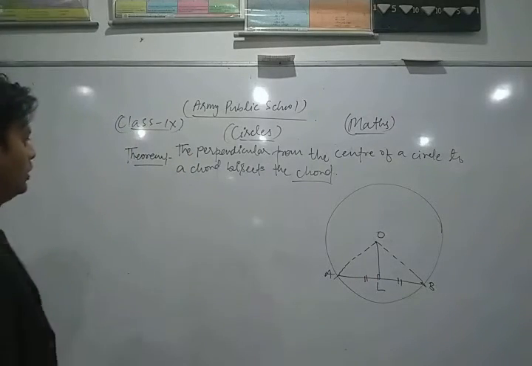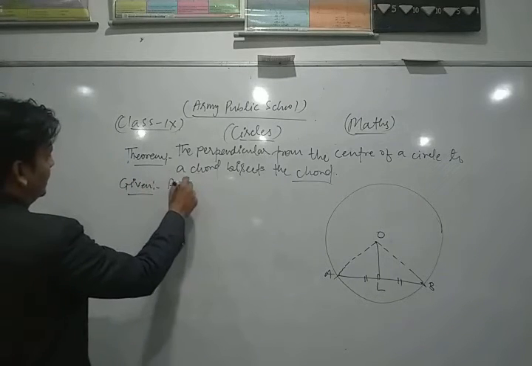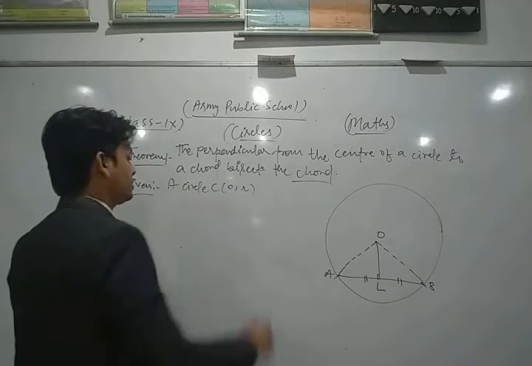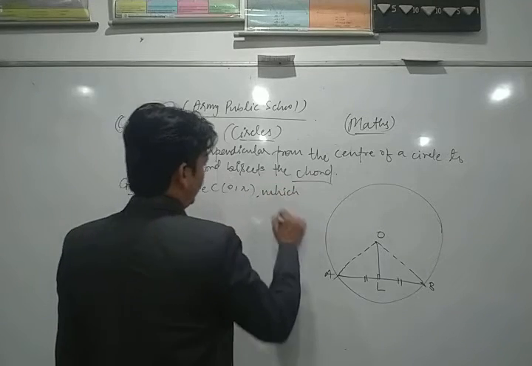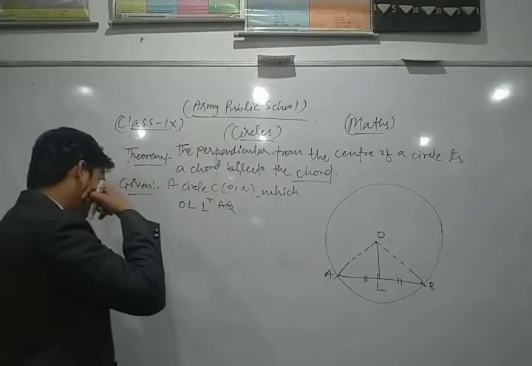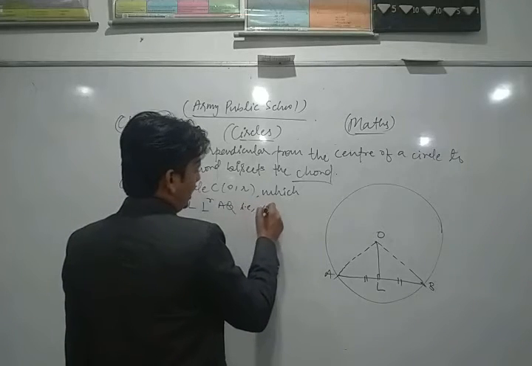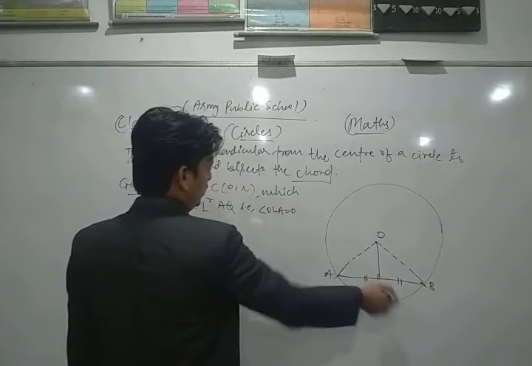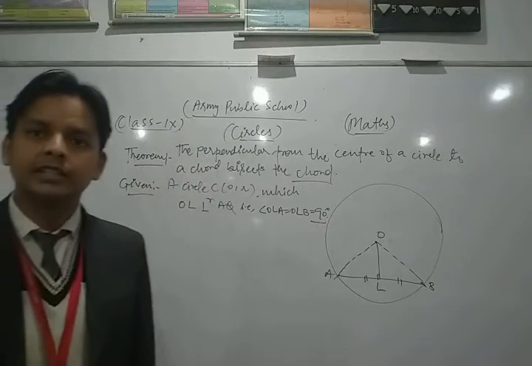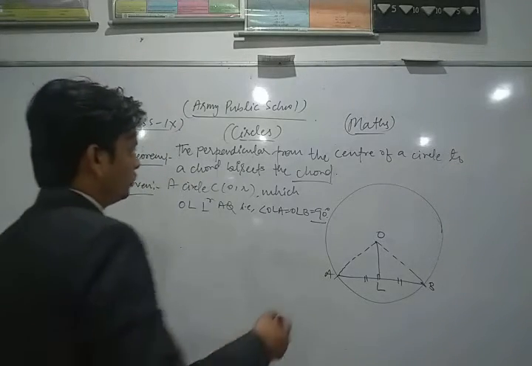Okay, now let's see. First of all, we write Given. We write: a circle C with center O and radius R, in which OL is perpendicular to AB. It is given in our question. Perpendicular means angle OLA is the same as angle OLB, and each is equal to 90 degrees. This is the given in our theorem. Now we prove it.